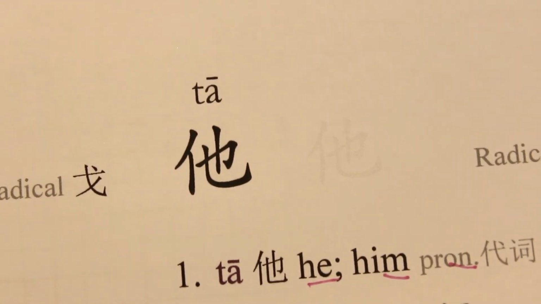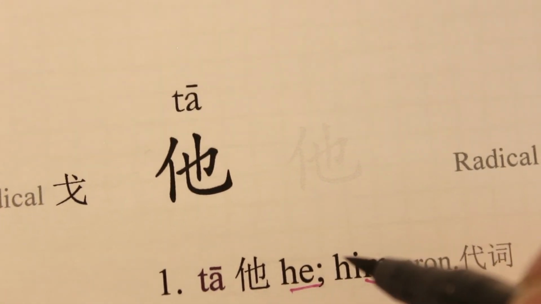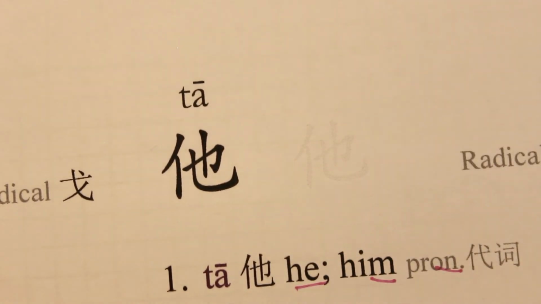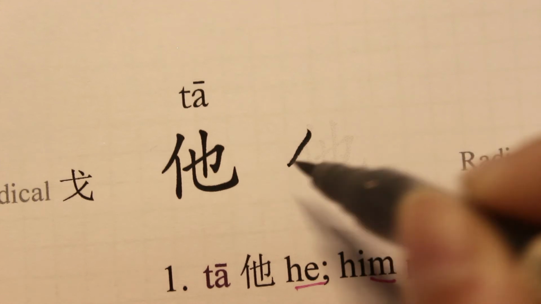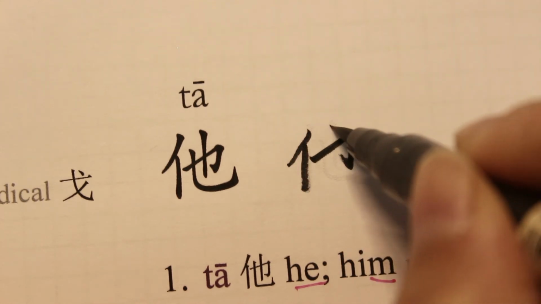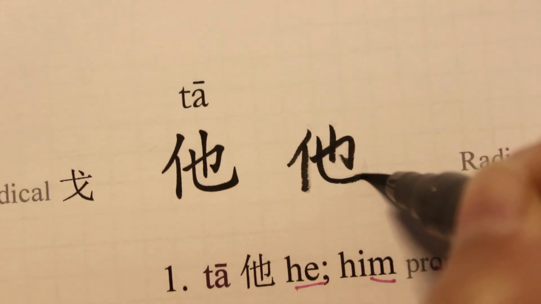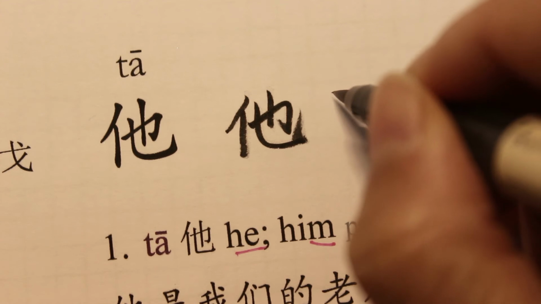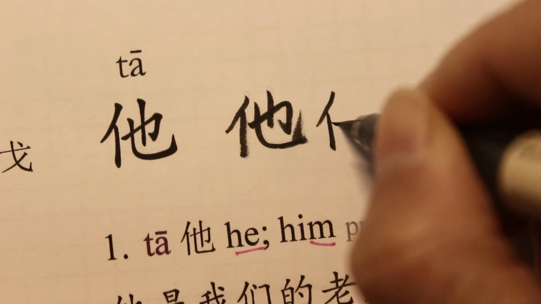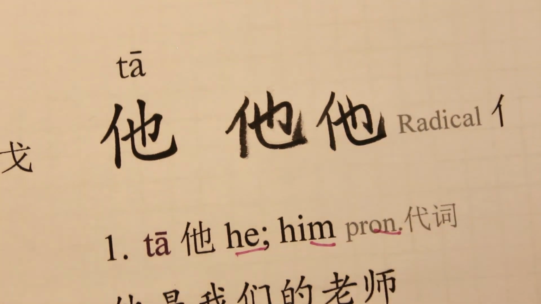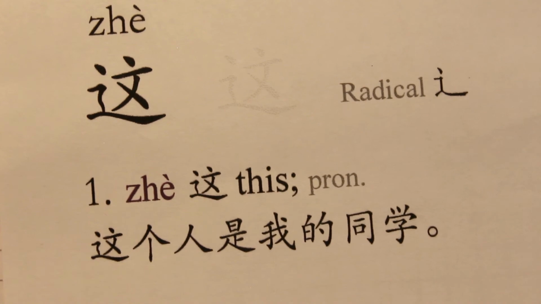So let's write 他 together. 1 2 3 4 5. So 他 has 5 strokes. 1 2 3 4 5. 他.